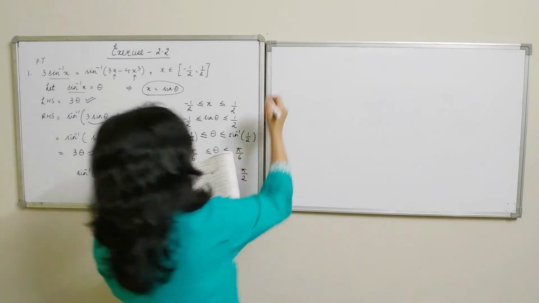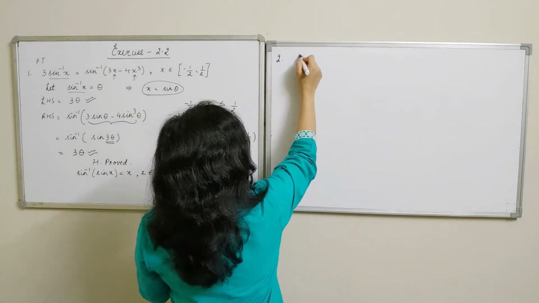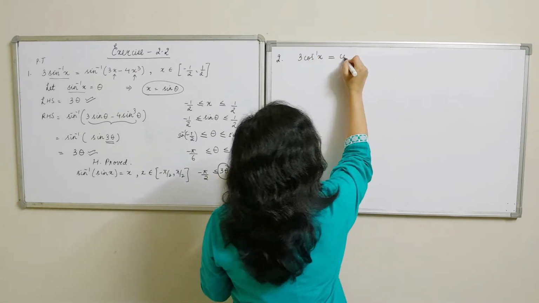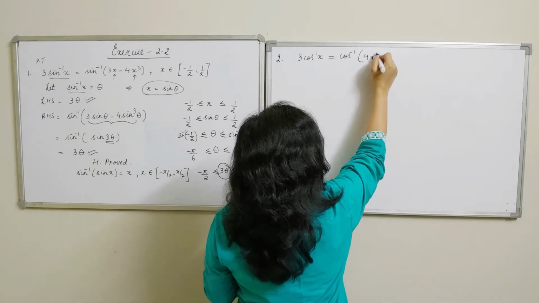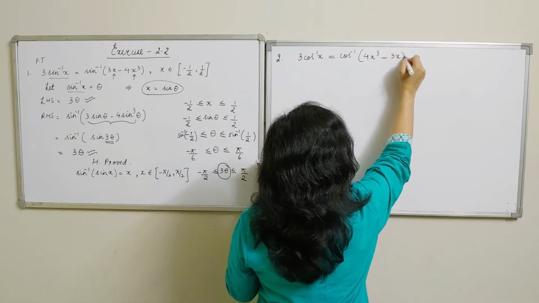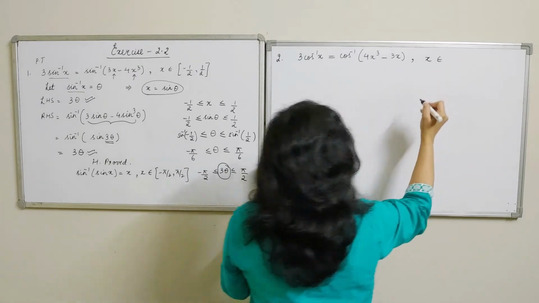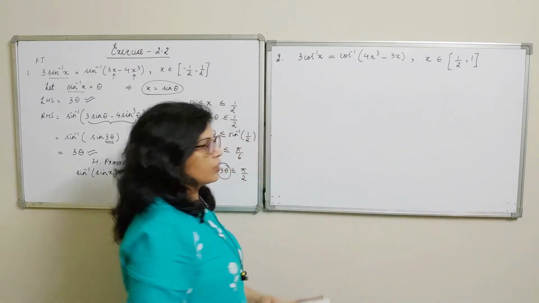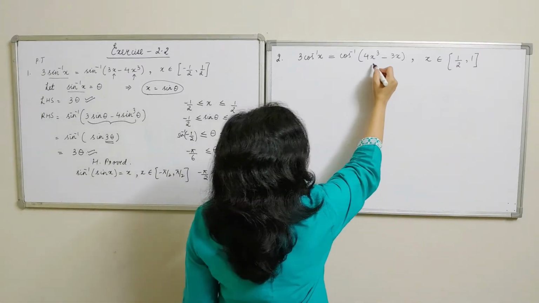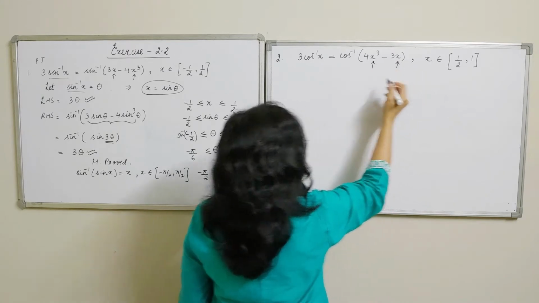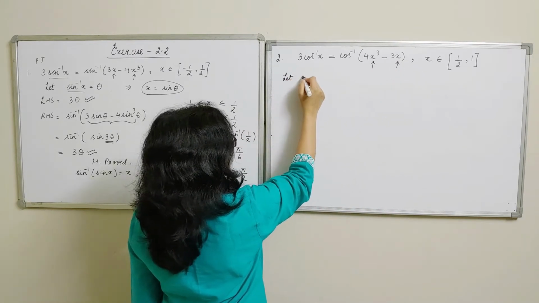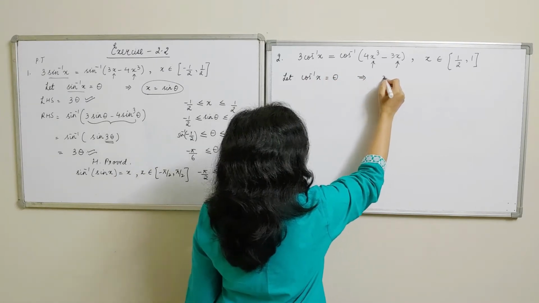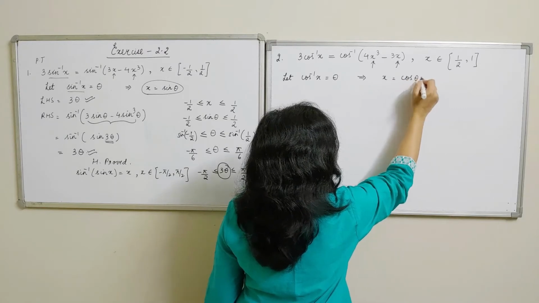So next, let's try out question number 2. Prove that 3 cos inverse x is equal to cos inverse of 4x cube minus 3x when x belongs to the closed interval half to 1. So here again on the right side you see there are variables x, so we need some kind of substitution. If we take cos inverse x is equal to theta, then we can substitute x as cos theta.